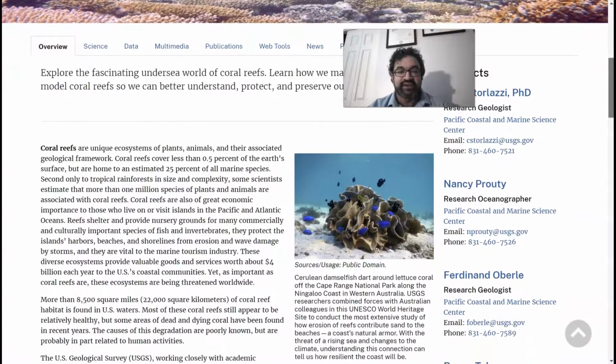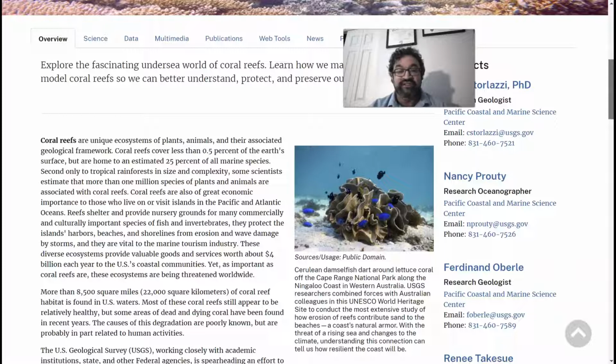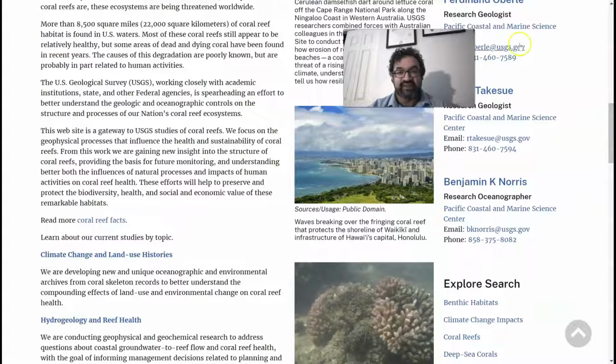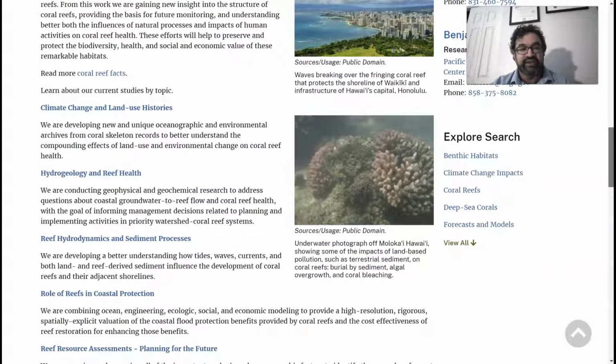Just like in tropical rainforests, there can be 1 million species within coral reefs. So we've only scratched the surface of understanding coral reefs and the role they play within the ecosystem. There are a lot of associations connected with land use histories, looking at how environmental change and degradation has affected land use, and the environment over time. And also looking at questions about coastal groundwater and the connection of the groundwater to reef flow and coral reef health. That allows for the connection to really be understood.